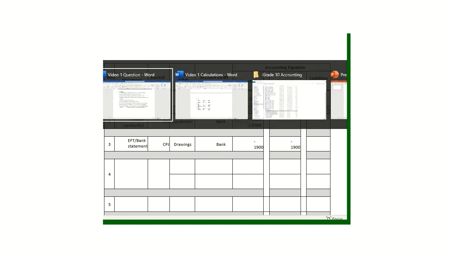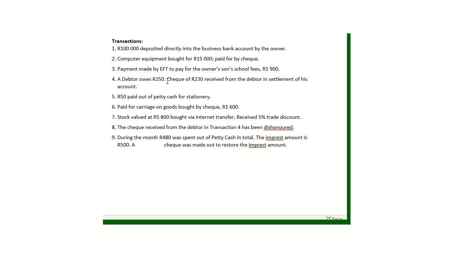Now we can look at the 4th transaction. A debtor owes 250 Rand. Check of 230 received. Don't just look at the word check and say, well, check is CPJ. If we receive a check, it means it is a CRJ. So a check was received from the debtor in settlement of his account. The check was for 230, and he owed us 250, but the word settlement tells me whatever he pays is settling that amount. So after that payment, he owes me nothing. But there's a difference of 20 Rand. 250 minus the amount that he paid is 20 Rand. That 20 Rand is discount.